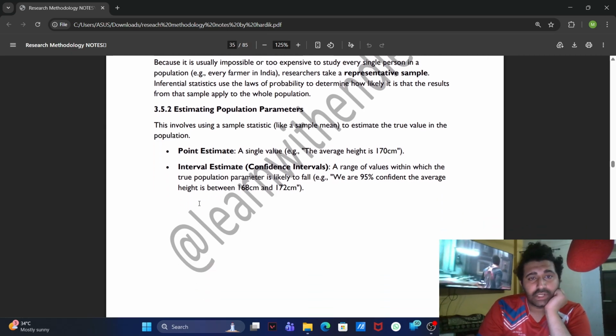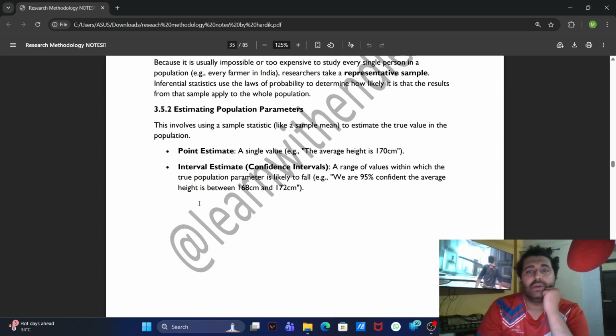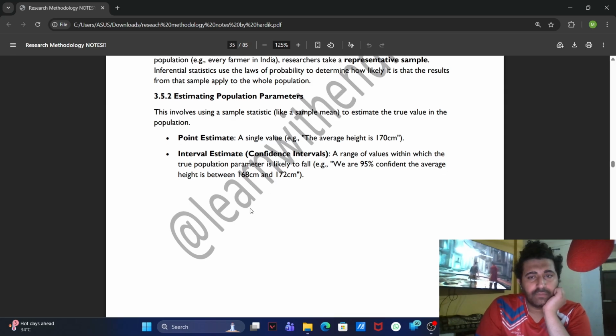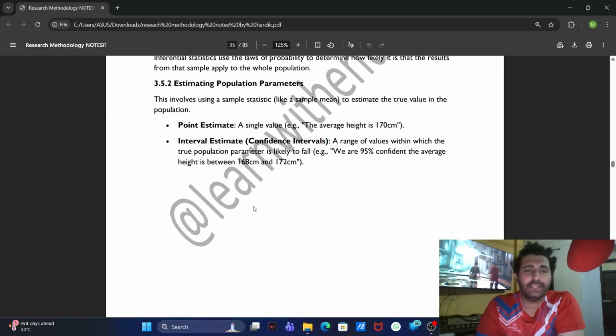Estimating population parameters. This involves using a sample statistic, like a sample mean, to estimate the true value in the population. Point estimation: a single value. Example, the average height is 170 centimeters. Interval estimate, confidence intervals: a range of values within which the true population parameter is likely to fall. Example, we are 95% confident that the average height is between 168 centimeters and 172 centimeters.